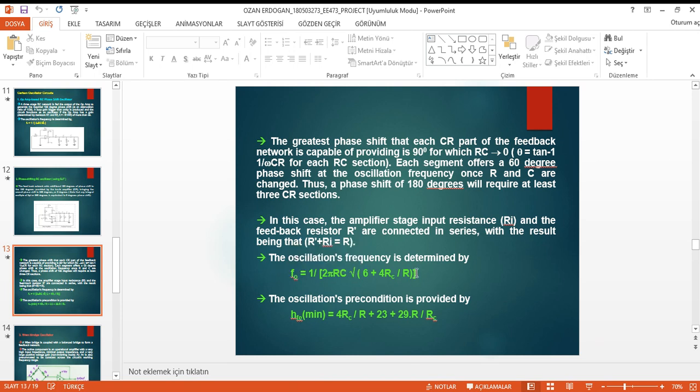This is a formula for the oscillation frequency, and the precondition is provided by this formula.